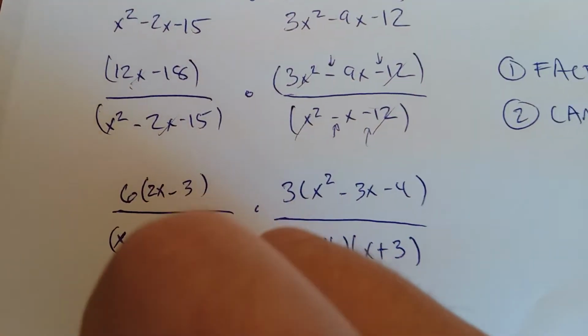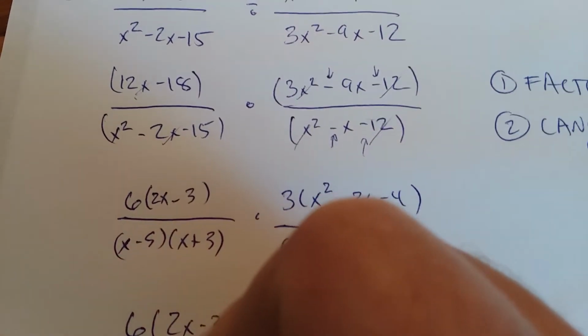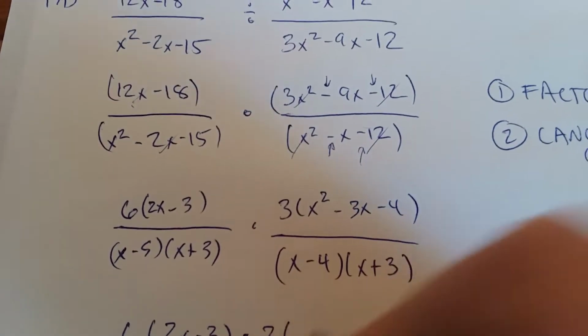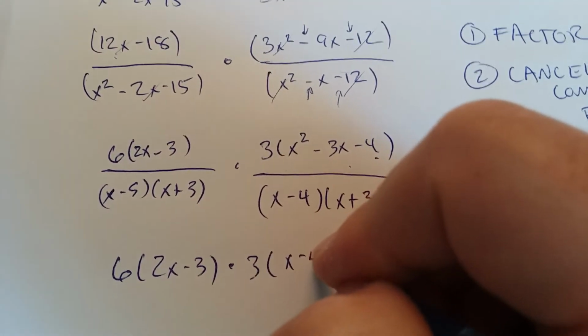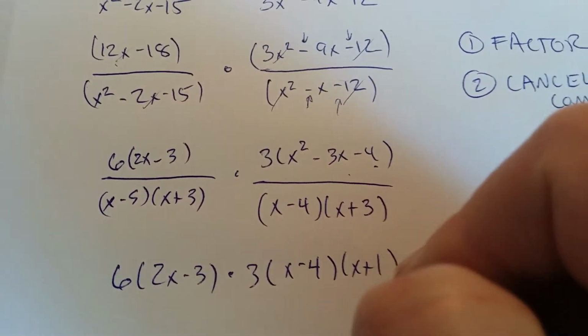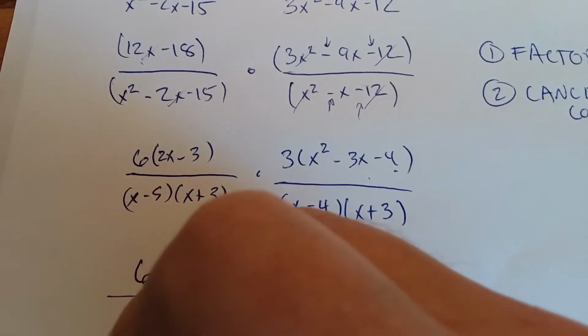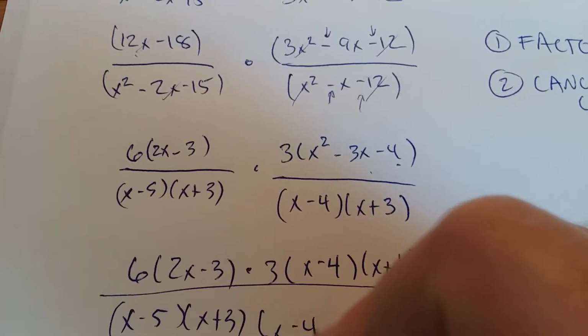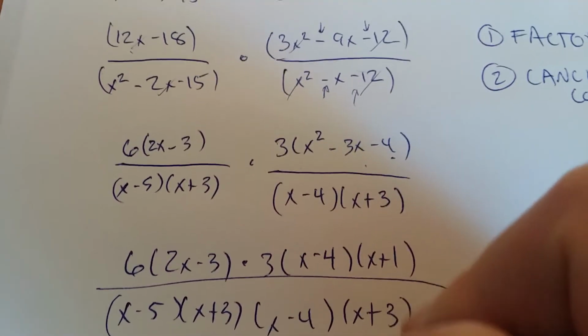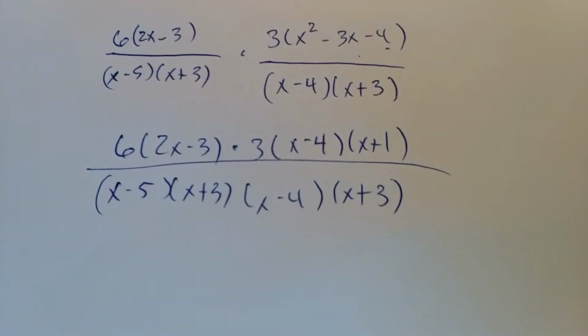Still not done. I still need to factor some more. What multiplies to give us negative 4 and adds to give us negative 3? x minus 4, x plus 1 over x minus 5, x plus 3, x minus 4, x plus 3. I have factors all over the place.